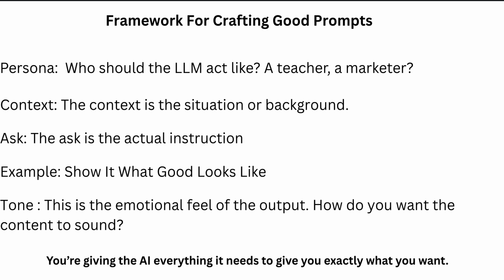So the person is trying to assume that the persona of the LLM is a coach, or the personality is a chef, or an implementation specialist. Okay, so the persona here is who you want the LLM to act like. All right, and the context is the situation or the background. The ask is the actual instruction. What exactly do you want the model to do for you? And then you have to give an example. This is not necessary. We're going to get into the details. Example, show you what good looks like.